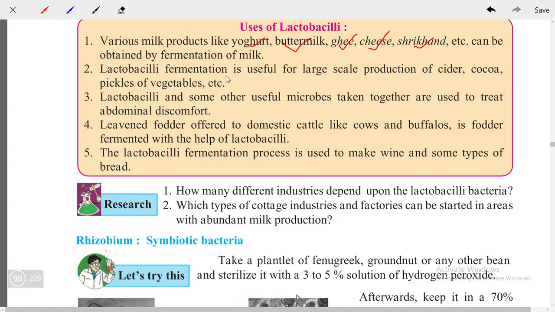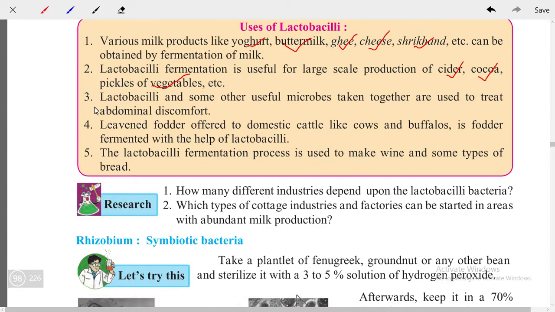Lactobacillus fermentation is useful for the large scale production of cider, that is a drink, coca, which is also a type of drink, and pickles of vegetables. Lactobacilli are useful for the fermentation of vegetables for pickles.